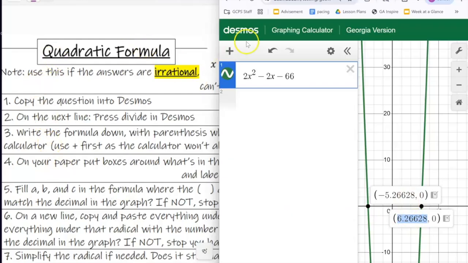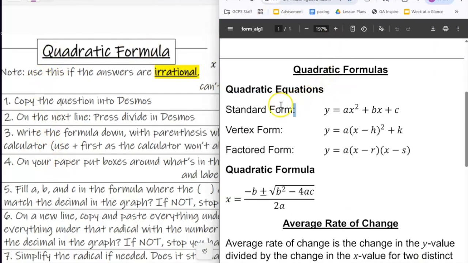Well, we use what is called the quadratic formula. Again, this can also be found in your formula sheet. Under the different forms, you have the quadratic formula, and you'll see that it says x equals because it's looking for your x-intercepts, your solutions, your roots, or your zeros. This is the formula for it.